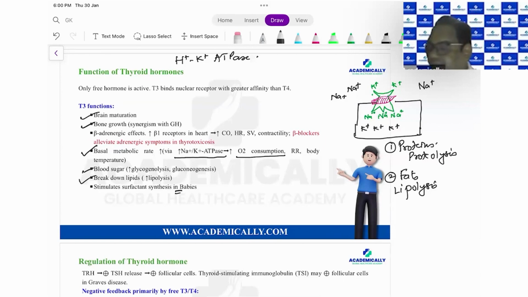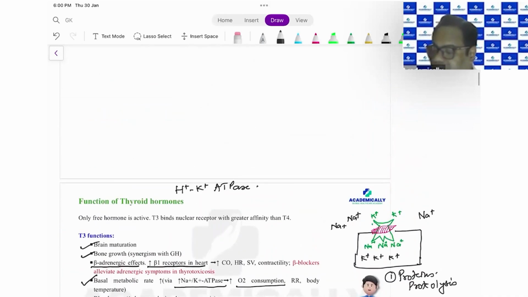All right. Then it stimulates surfactant synthesis in the baby. What is the surfactant? It is the one which decreases the surface tension so that the lungs can expand properly. Now, if that is not there, then there will be respiratory disease of the newborn. Okay, that is one thing. Secondly, it has got beta adrenergic effects.